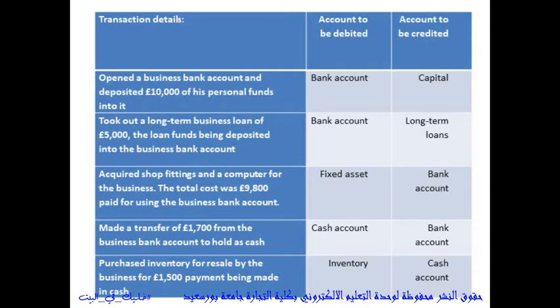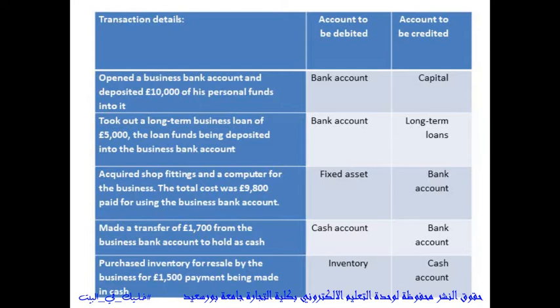Number 1. Opened a business bank account and deposited 10,000 sterling pounds of his personal funds into it. So the account to be debited is bank account and the account to be credited is capital. Number 2. Took out a long-term business loan of 5,000 sterling pounds, the loan funds being deposited into the business bank account. So the account to be debited is bank account and the account to be credited is long-term loans.